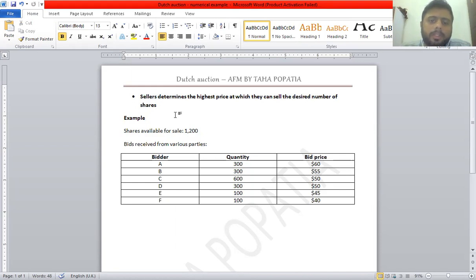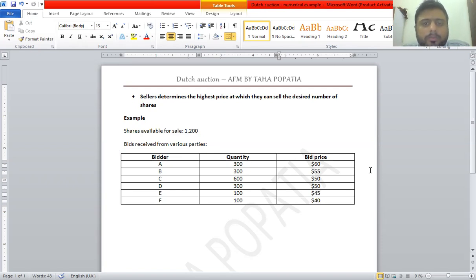So the company wants to sell 1200 shares. Now, under Dutch auction, what happens is that we welcome bids, and there is some information on bids received from various parties. For example, A is willing to purchase 300 shares in our company at 60. B is willing to purchase 300 shares at a price of 55. C wants 600 shares at a price of 50. D wants 300 shares at a price of 50. E and F want 100 shares each at a price of 45 and 40 respectively.